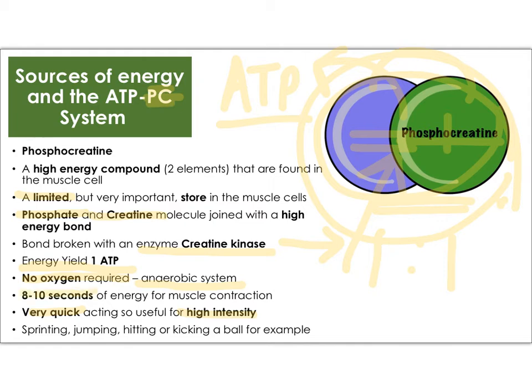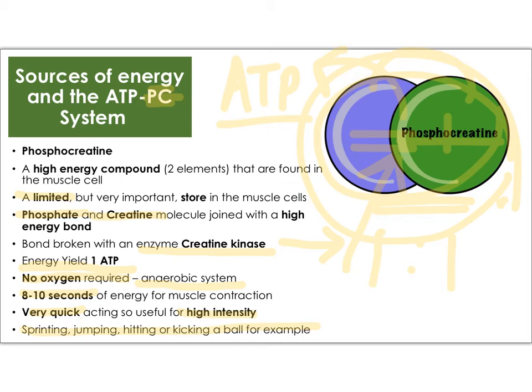The problem is it only lasts for 8 to 10 seconds. So that's how much Usain Bolt would need to run his 100-metre sprint. We would certainly need it to start off and get halfway down the track. But here's some examples of when we might use it. Sprinting in a game situation or on the track.